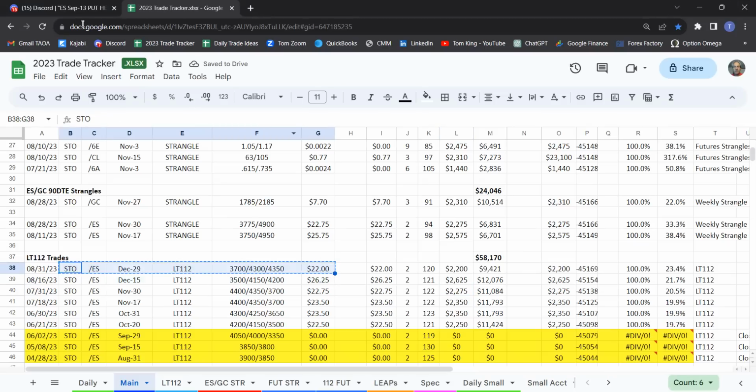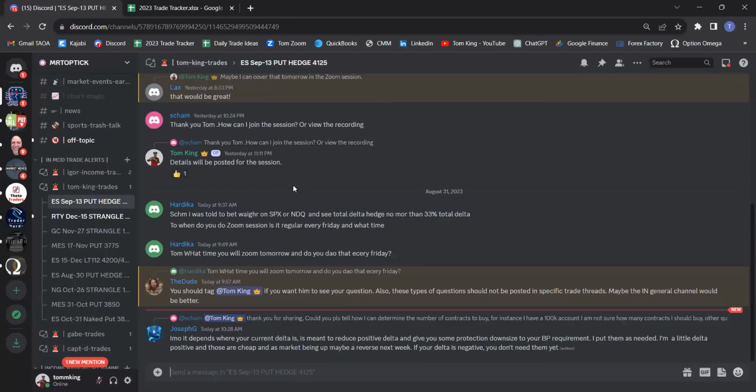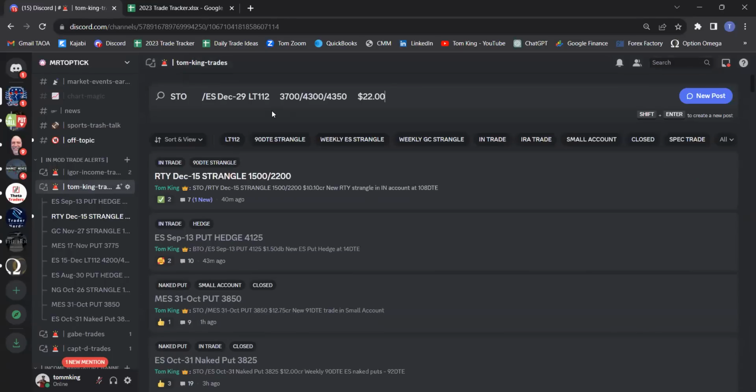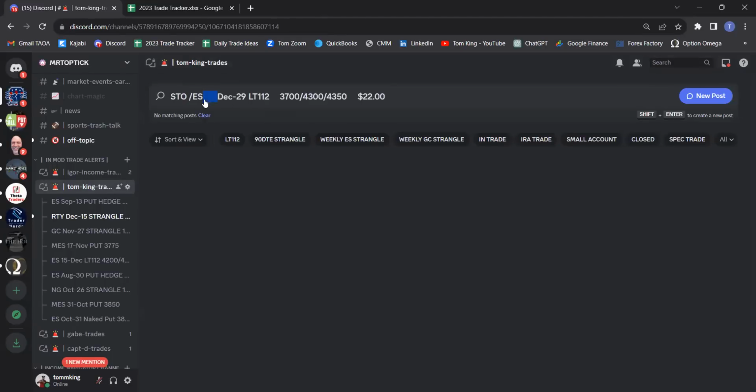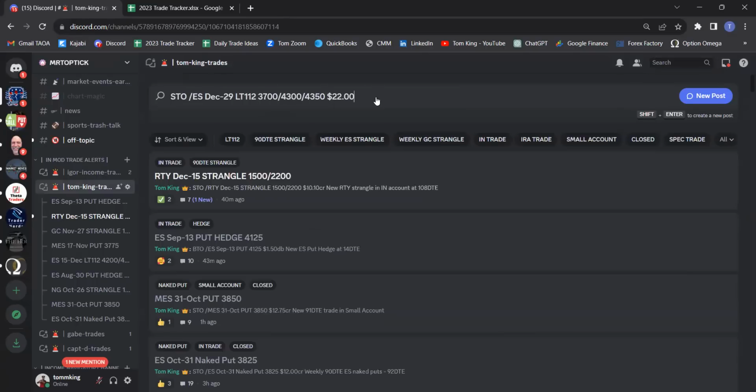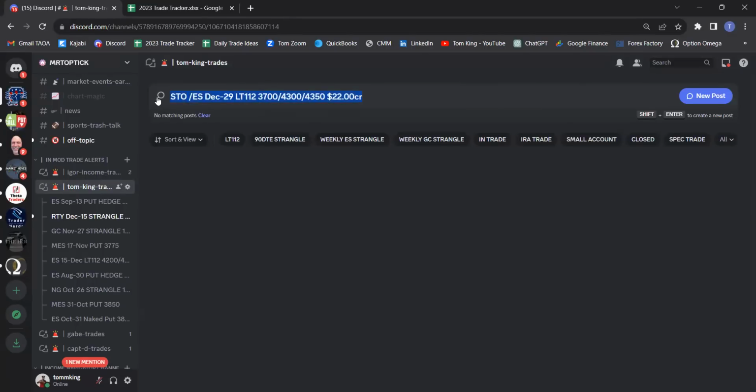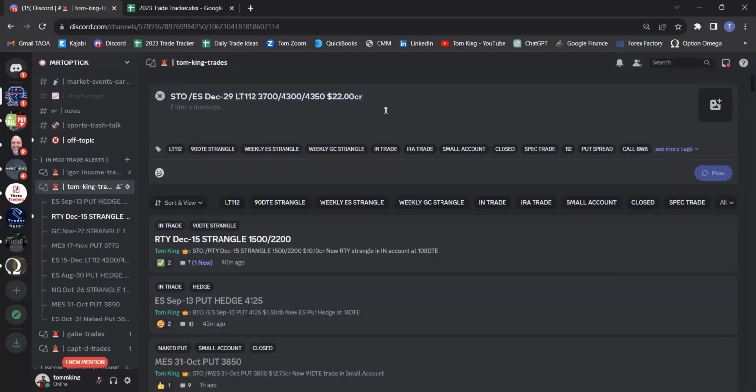I will normally take this trade. I will copy this. We will head to Discord. I will then enter this trade into the Discord channel. So we'll do it live so you can see how I'm doing it. And you can see how cut and paste errors can occur periodically.